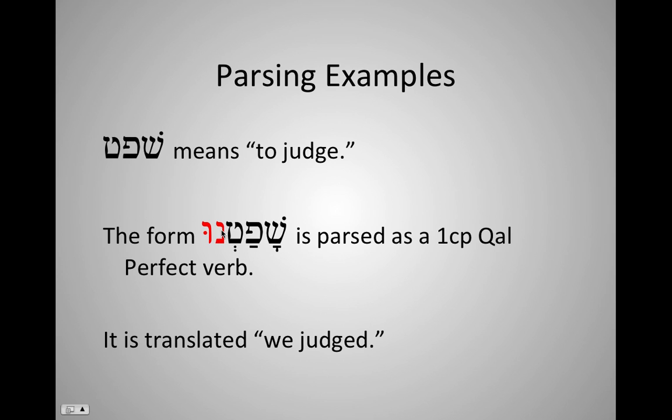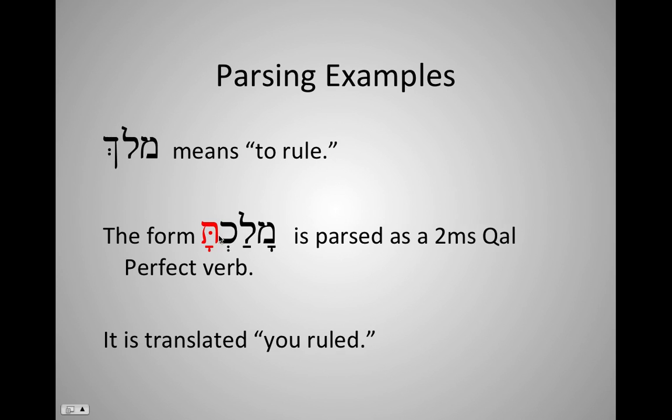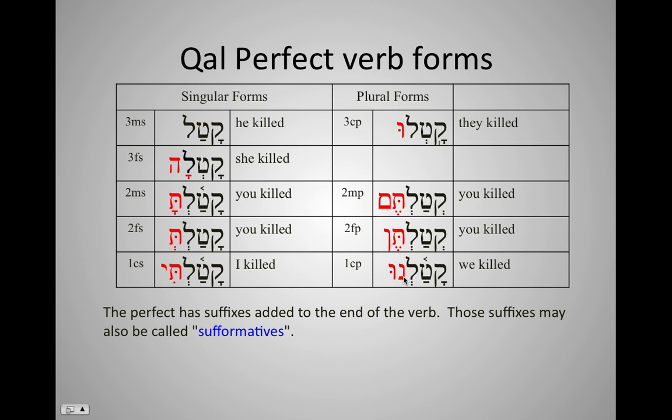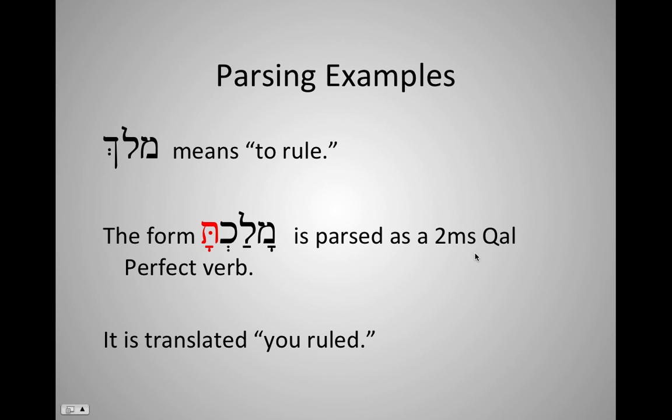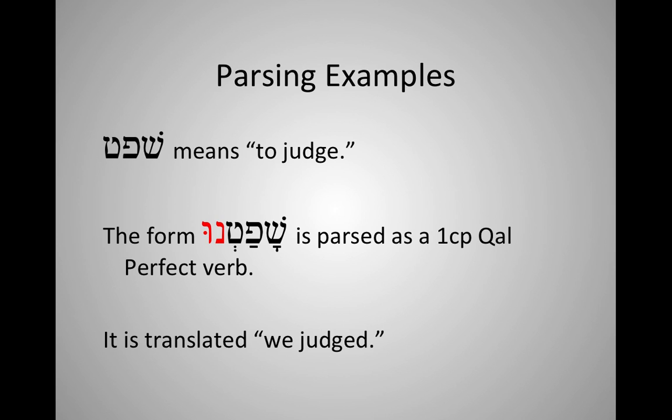If we added the ending noon shurik to shafat, we get shafatnu. And if I go back to my chart, you see the noon shurik ending under the first common plural categorization here, meaning we supply the subject we to that. Again, it's perfect, which means it's past tense. So it's translated as we judged, past tense. Again, this little ending here, the noon shurik, tells us it's a first common plural qal perfect verb.